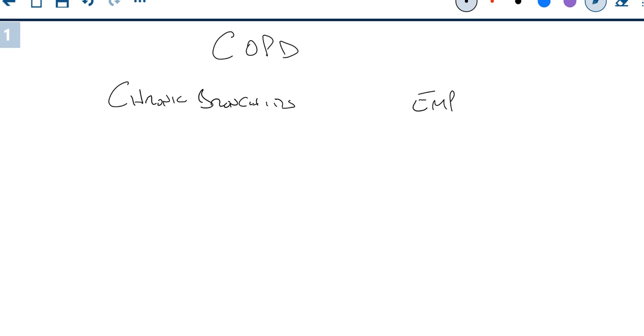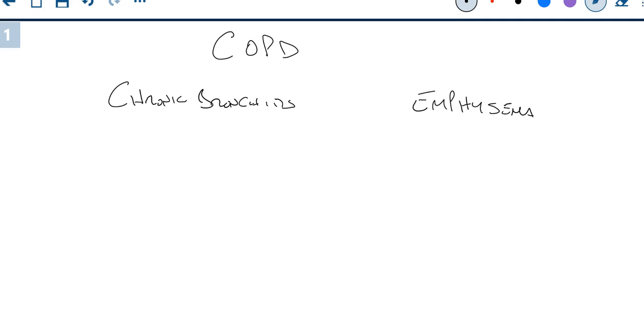Also, underneath the umbrella of COPD, you have chronic bronchitis, and we have emphysema, which both were kind of touched upon in the definition of COPD. So without getting into too much detail, the difference between chronic bronchitis and emphysema.